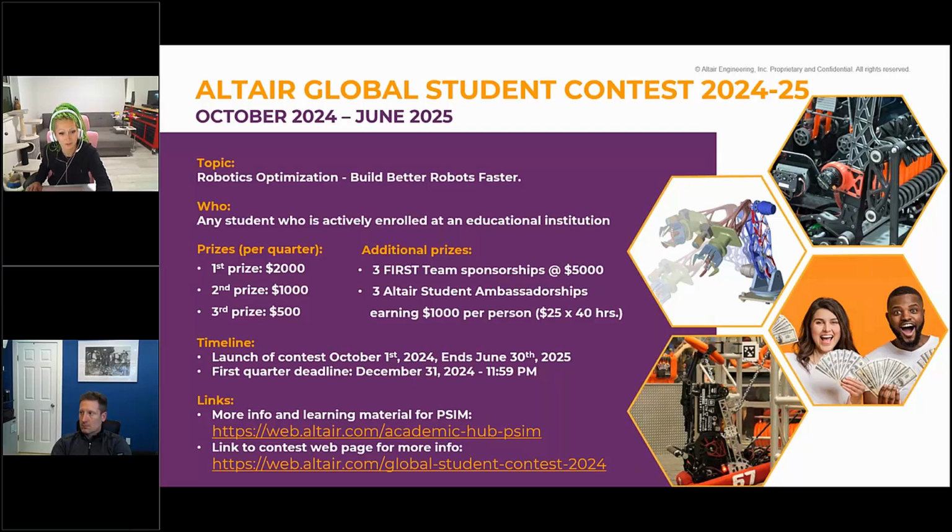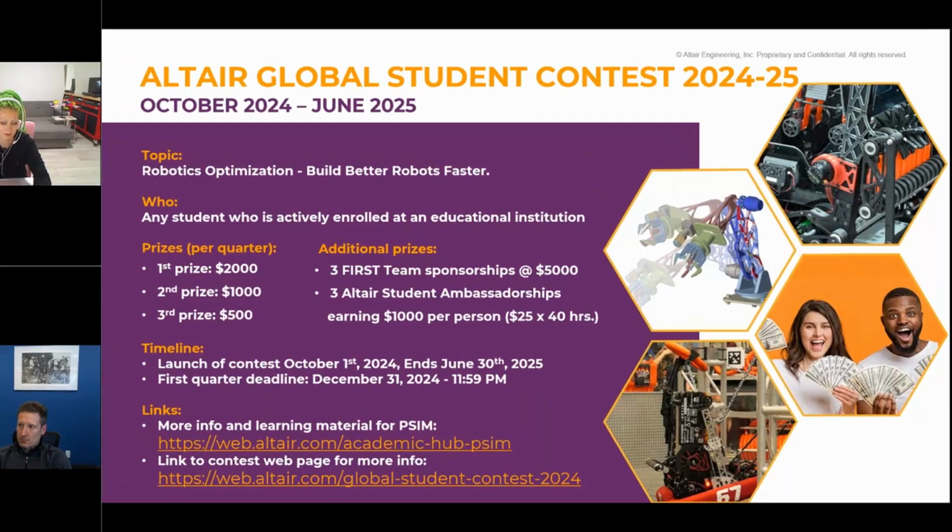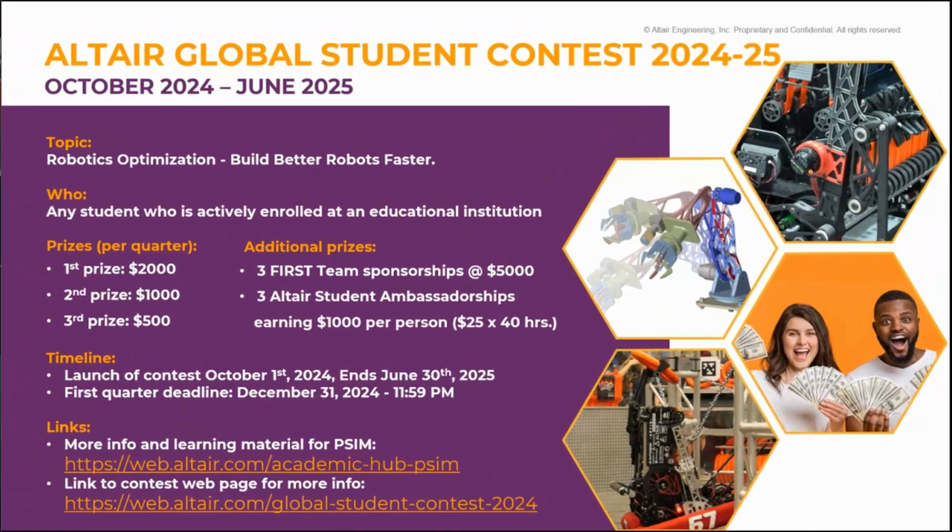Any student who is actively enrolled in any educational institution can be part of our contest and submit an entry. You can see here we have 3 prizes per quarter. The first prize is for $2,000, the second prize $1,000, and the third prize $500. And per quarter means the quarters of our contest, which the first quarter is running right now. It started in October and will end on December 31st, 2024 at 11:59 p.m.